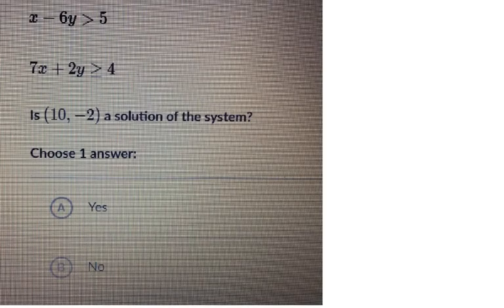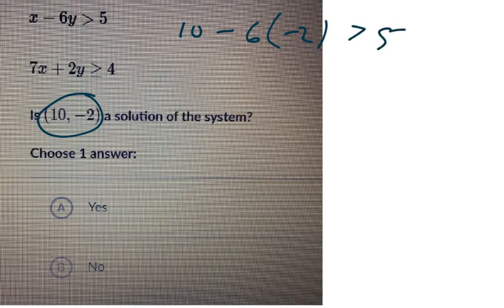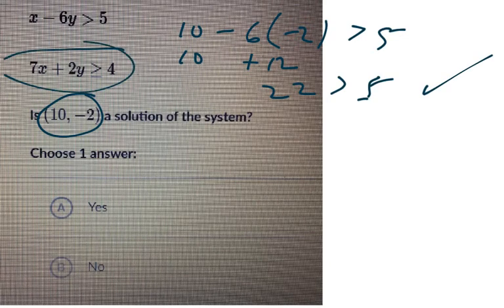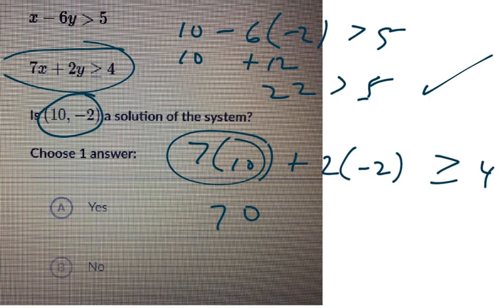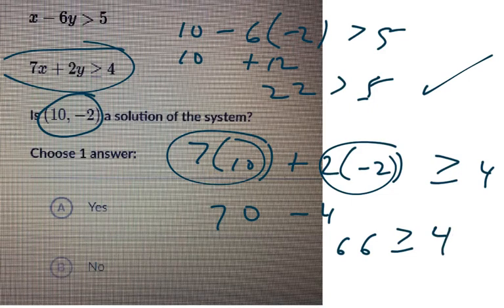Okay? Do you guys remember what to do if they just give you the equations or inequalities? That's right. You just plug them in. Check this out. I'm supposed to check 10, negative 2. Let's plug in 10 for x. Let's plug in negative 2 for y. Watch your signs, guys. I have 10 plus 12, which is 22. Is that greater than 5? Yes, it is. Guys, we've got to check the other one, though. Plugging in 10 for x. Plugging in negative 2 for y. That's 70. That's a negative 4. 70 minus 4 is 66. Is that greater than or equal to 4? Yes, it is. This one we would click yes.